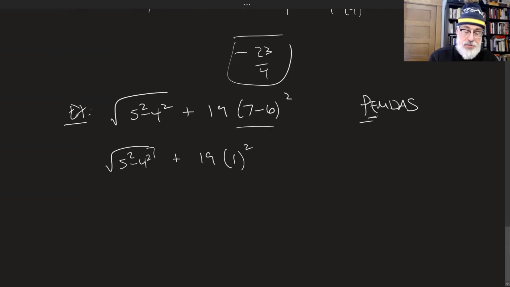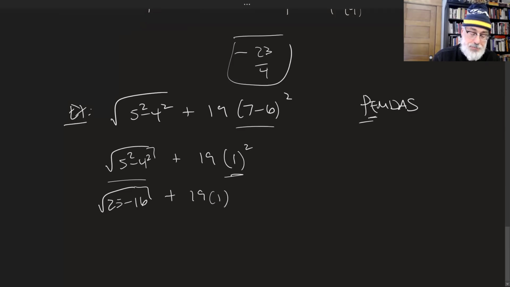Now we have an exponent. We have this squared. This technically is an exponent. We'll get to that in the exponent section, but the square root is a rational exponent. But let's think of this too maybe as a quantity. It's underneath the square root. So we have 25, that's 5 squared, minus 16. 1 squared is just 1.